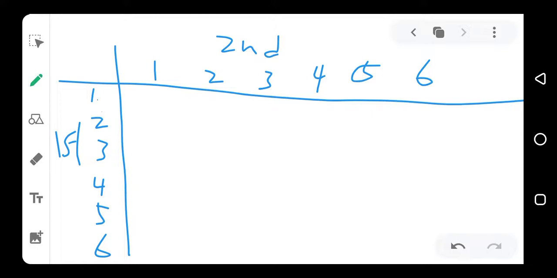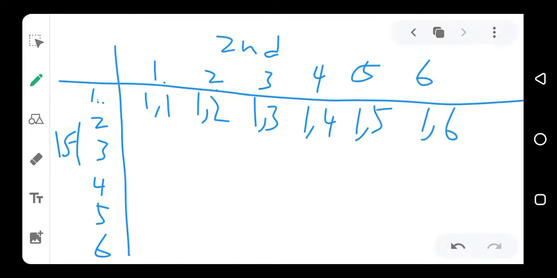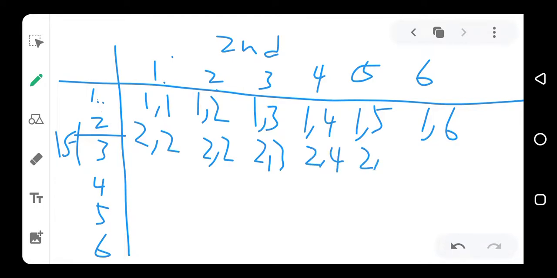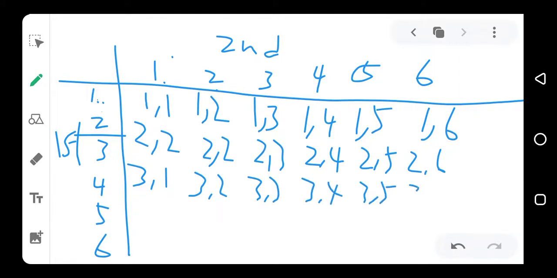Here we combine this one with this one, so we have 1, 1. We combine the 1 with 2 here, we have 1, 2. We combine the 1 with 3 here, 1, 3, 1, 4, 1, 5, 1, 6. Then pick the second one, that's the second row here. 2, we combine it with the first one on top. 2, we combine it with the second one on top. 2, 2, 2, 3, 2, 4, 2, 5, 2, 6. Then we pick 3, 3, 1, 3, 2, 3, 3, 3, 4, 3, 5, 3, 6.